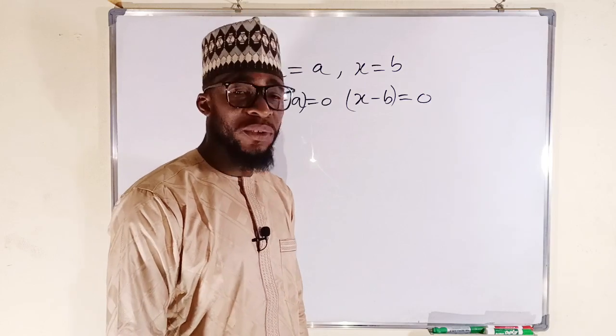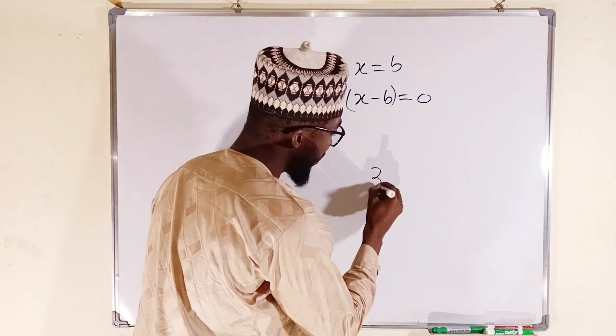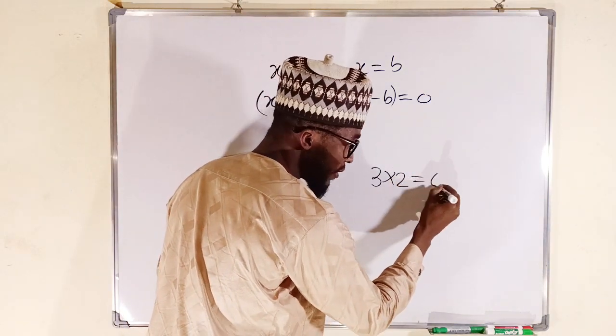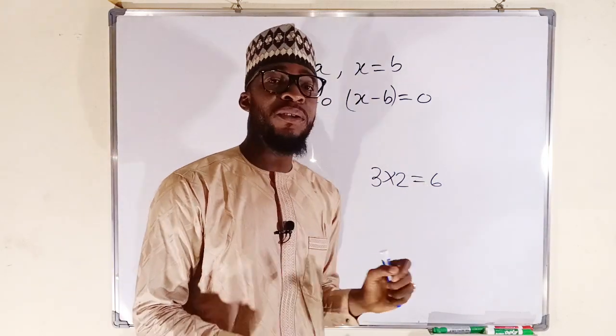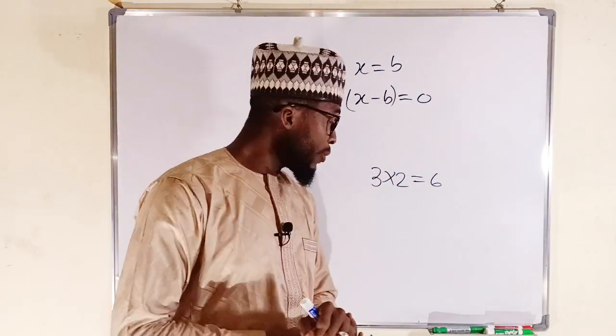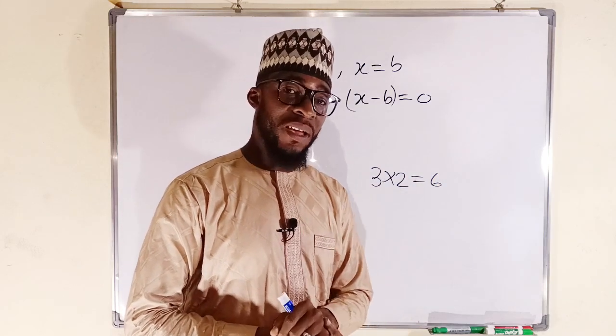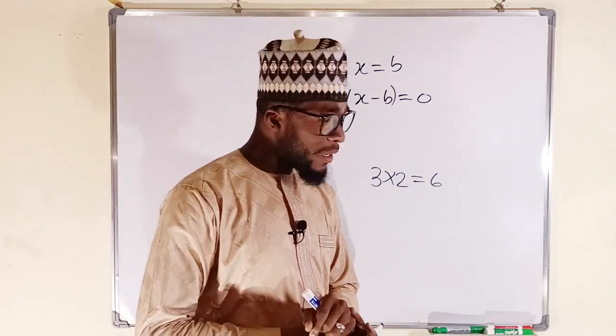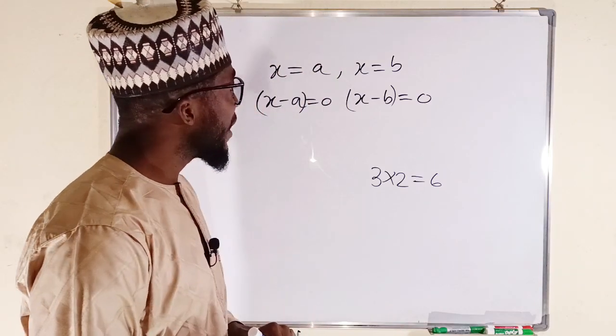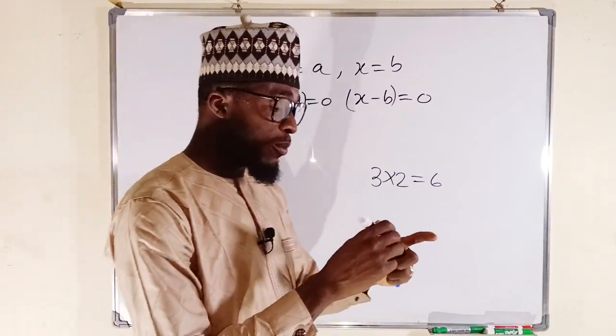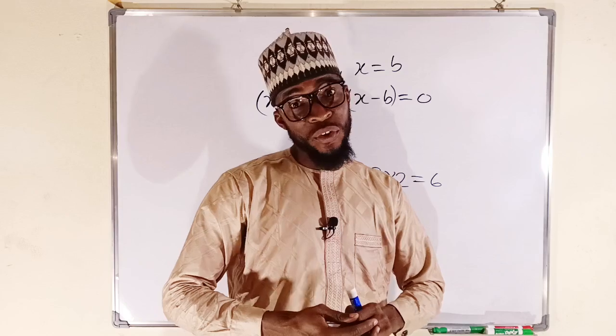But what are factors? If you have 3 times 2, this is 6. Both 3 and 2 are factors of 6. In another word, if 3 is a factor of 6, it can go into 6 exactly without remainder, right? So let us apply this idea to factorize every form of quadratic equation or function.